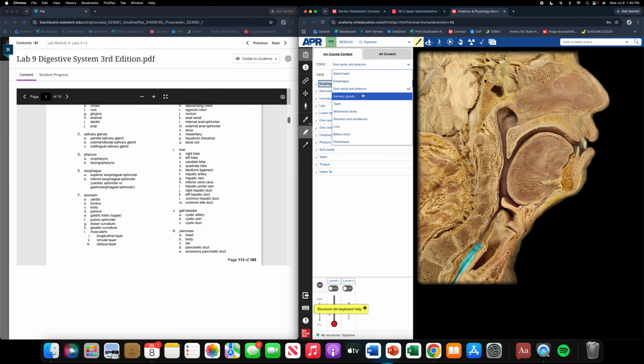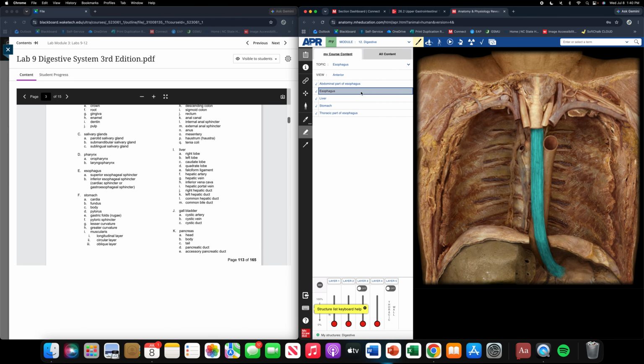We can look at the esophagus just on its own, right there. So you can see the esophagus is a long tube. It is connecting down into the stomach, right there, just below the diaphragm. That's what this muscle is right here. This is the diaphragm.